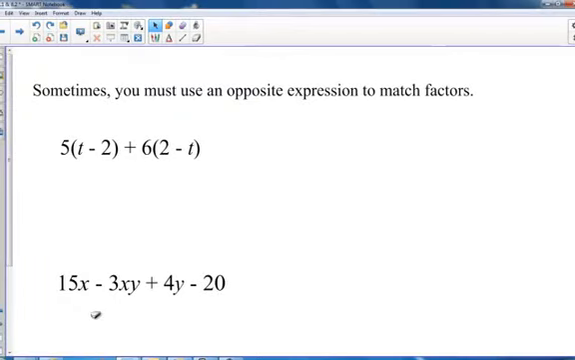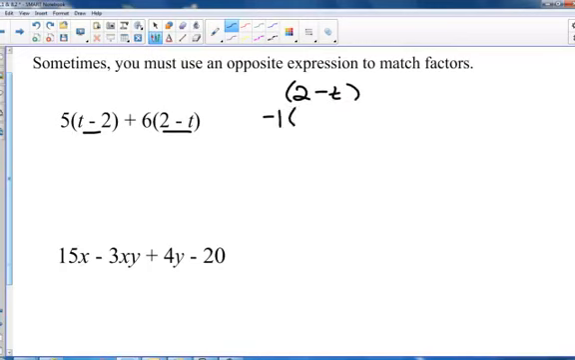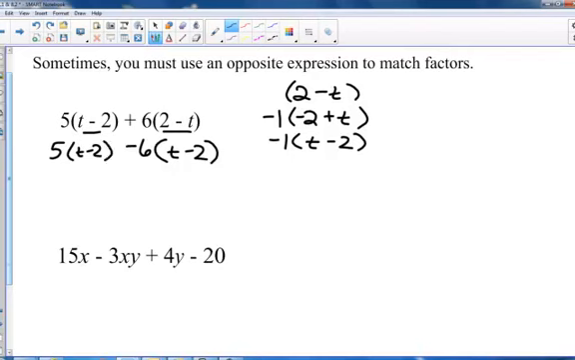All right, now this is the one small itty bitty tiny trick, and that trick is that these are so close to the same, yet they're not exactly the same. If I just look at 2 minus t, and if I factor a -1 out, I would have -2 plus t, which can also be written as t minus 2. So I can make my parentheses the same by putting that negative out front.